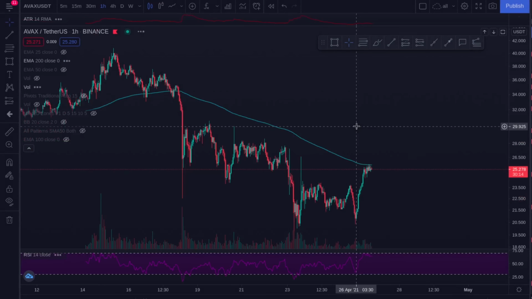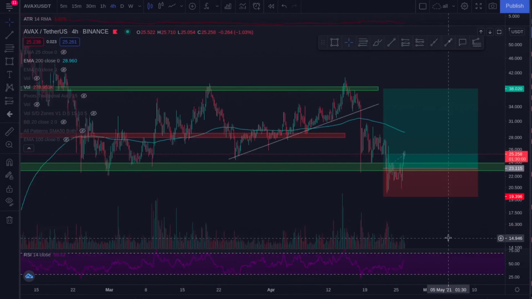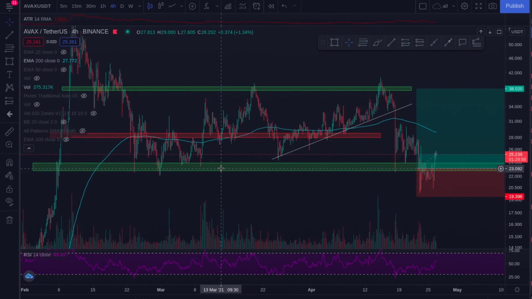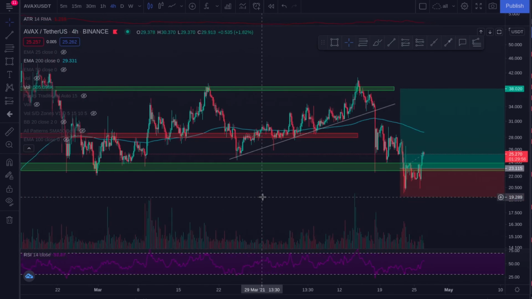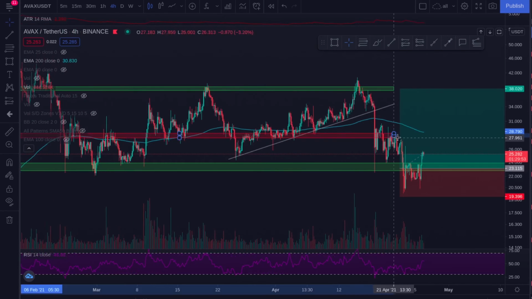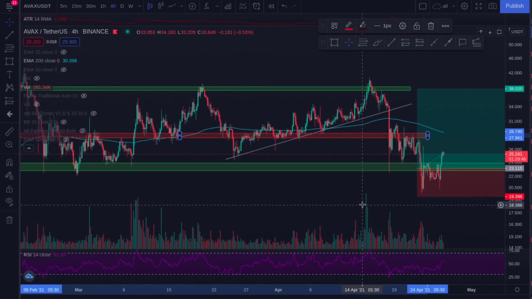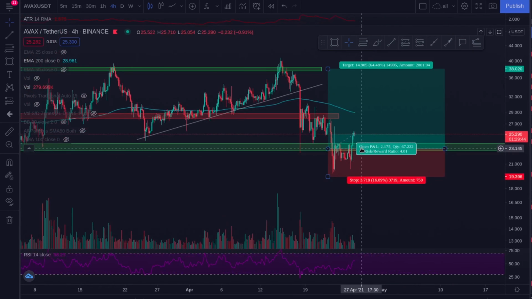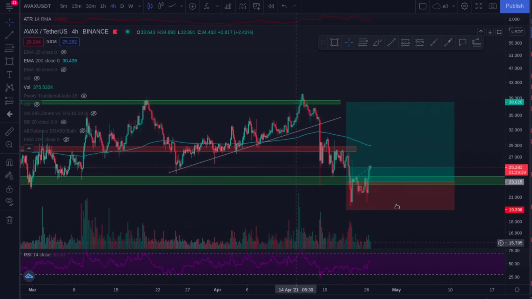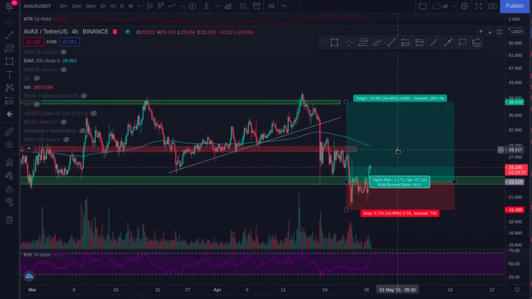Next we have AVAX USDT. This coin is good for the zones. It doesn't have other coins' many major zones, only one major zone till we reach the second one. So if we get a position, try to get a position somewhere around 22.3. So if we get 22.3, just long it and ride it till 28.4 the first target, and the second target would be 37.9.